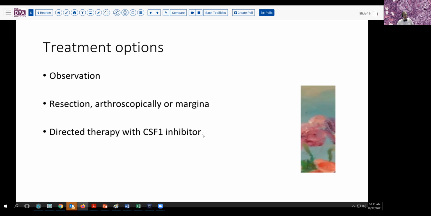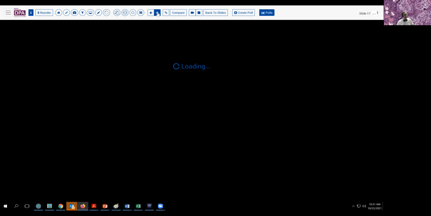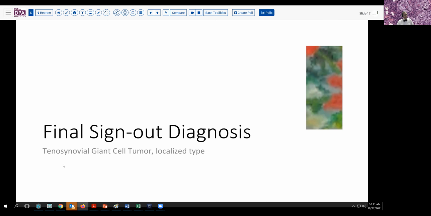Another possibility, particularly in cases that are recurrent or where you have the disseminated form, is that radiation can control spread and reduce the proliferative nature of the lesion. So that's our case for today: a tenosynovial giant cell tumor of localized type occurring in the knee of a middle-aged woman, resected completely, and she should do very well in follow-up.